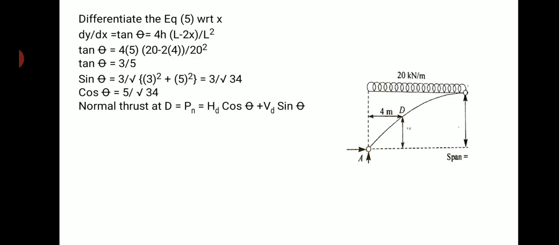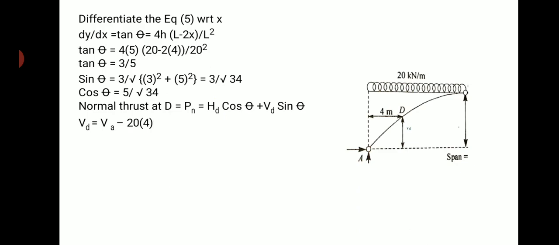So here HD refers to the summation of forces in the horizontal direction from point A till the point D. It is not only the force acting at A, it is a summation of forces acting in the horizontal direction from A to D. So VD refers to the summation of overall vertical forces which are acting from A to D. It is not only VA. Okay.